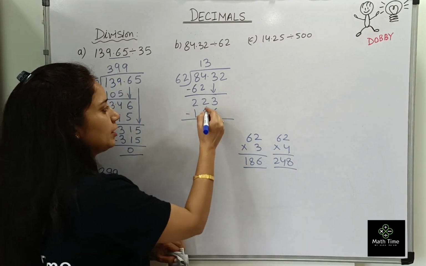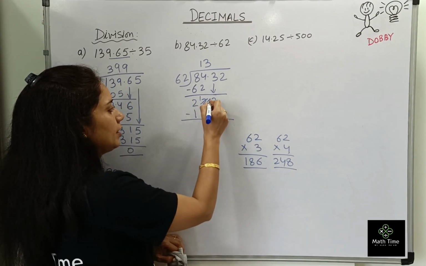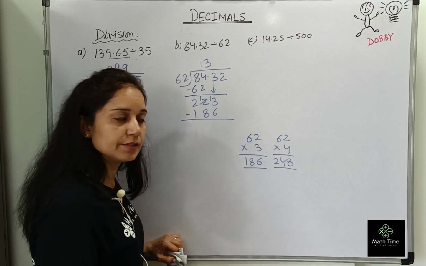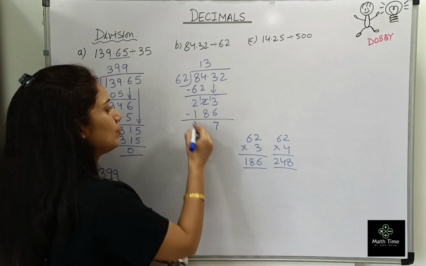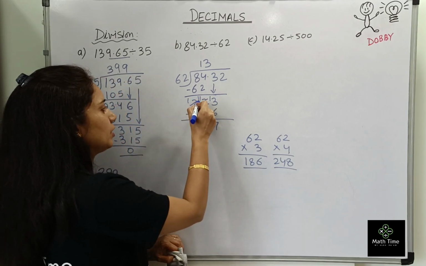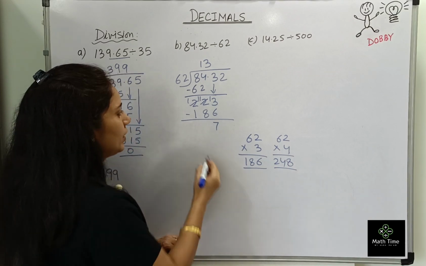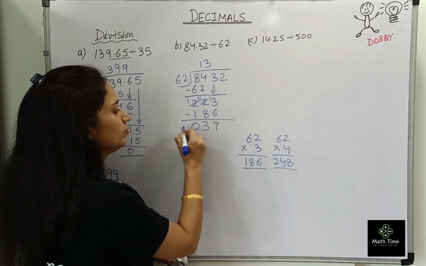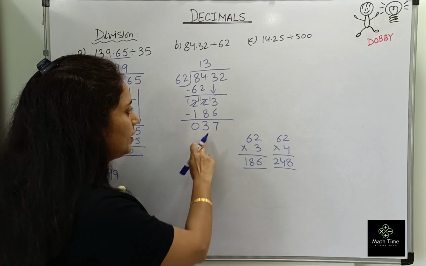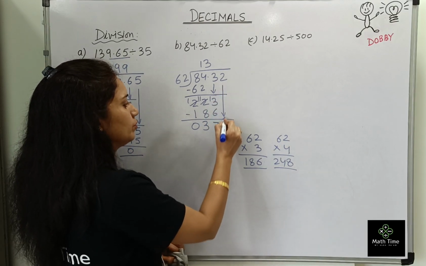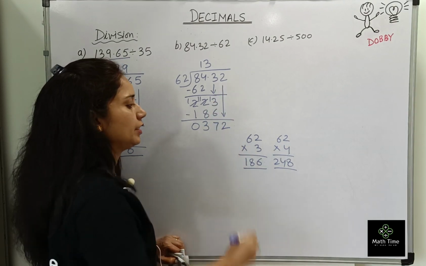Subtract. 3 minus 6 not possible. Take carry. It becomes 13 minus 6 is 7. 1 minus 8 again not possible. Take carry. 11 minus 8, 3. 1 minus 1, 0. 37. Now copy 2 down. It becomes 372.